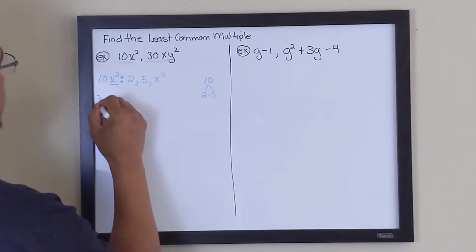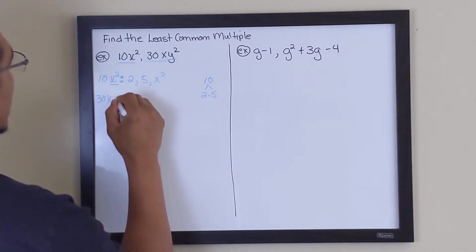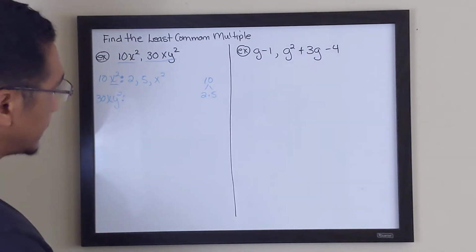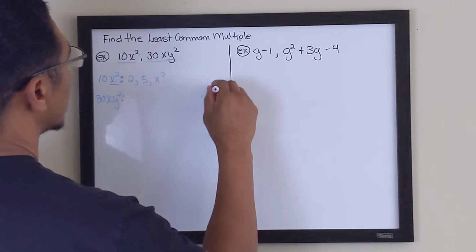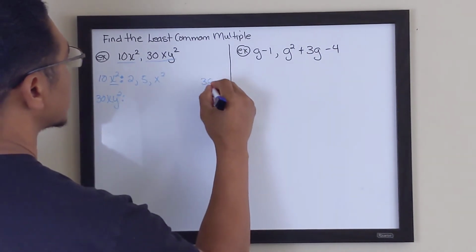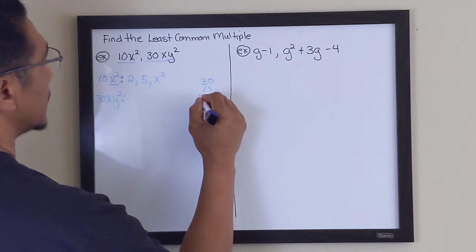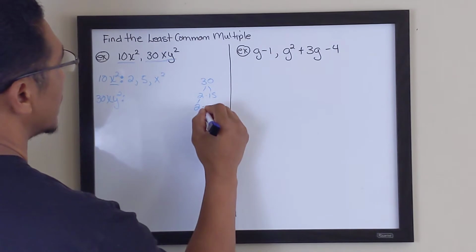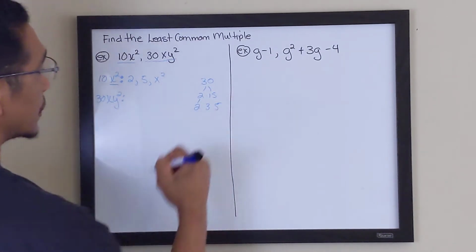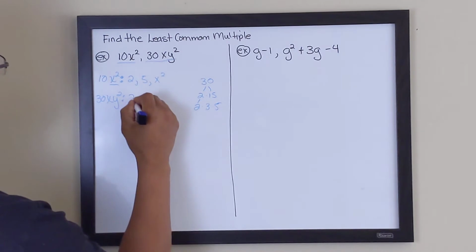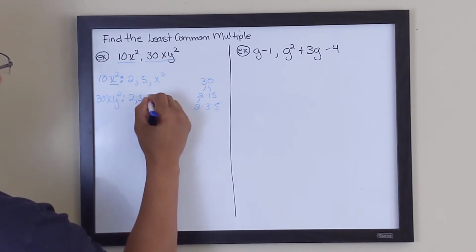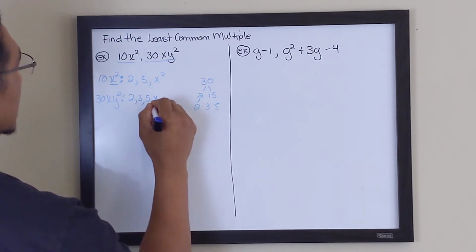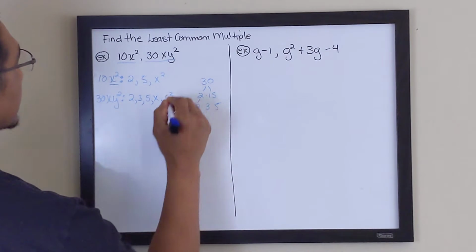Now for 30xy squared, we want to break that down also. We're going to do the same thing and break down the 30. That's a 2 and a 15, and then a 2, a 3, and a 5. So 30 broken down is a 2, a 3, and a 5. And the other factors are an x and a y squared.